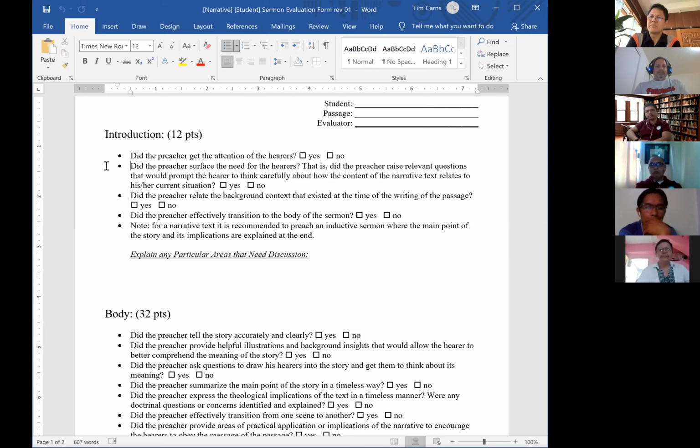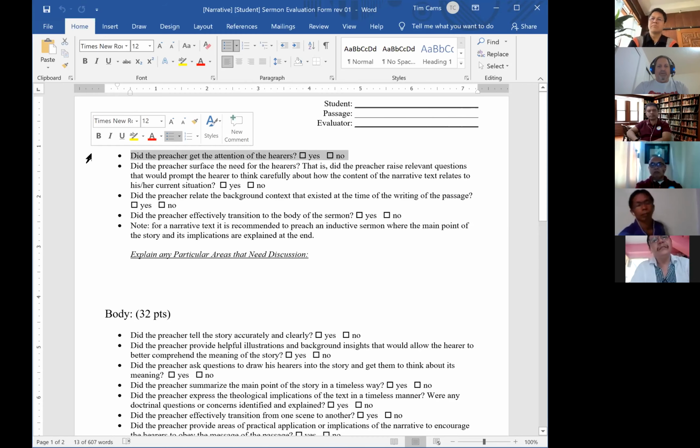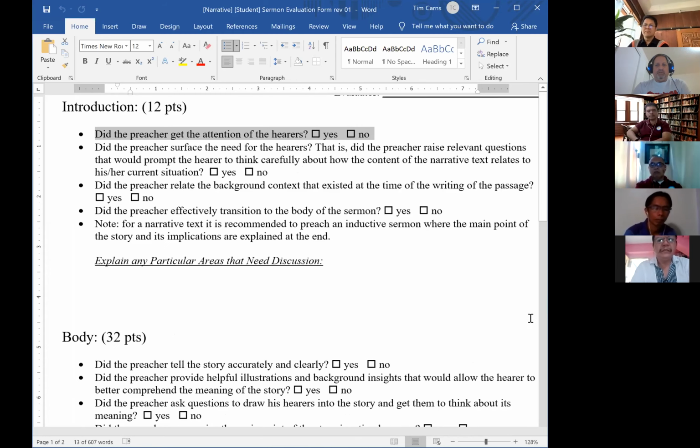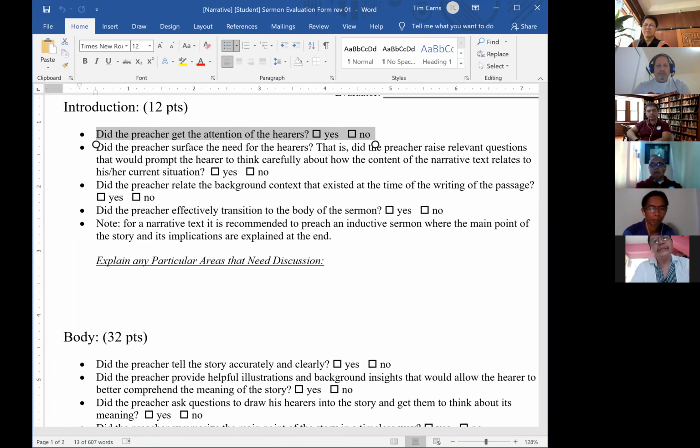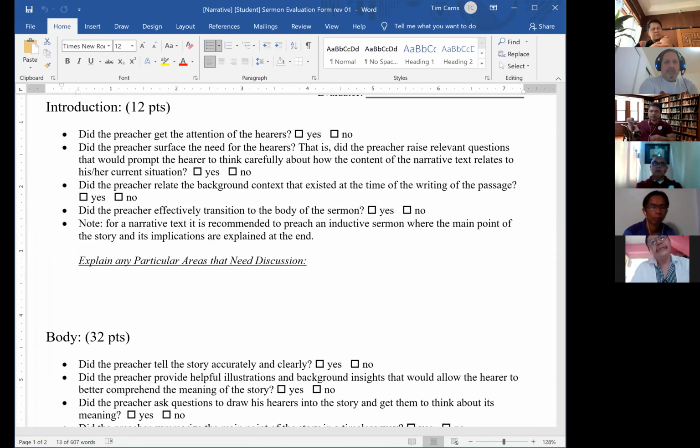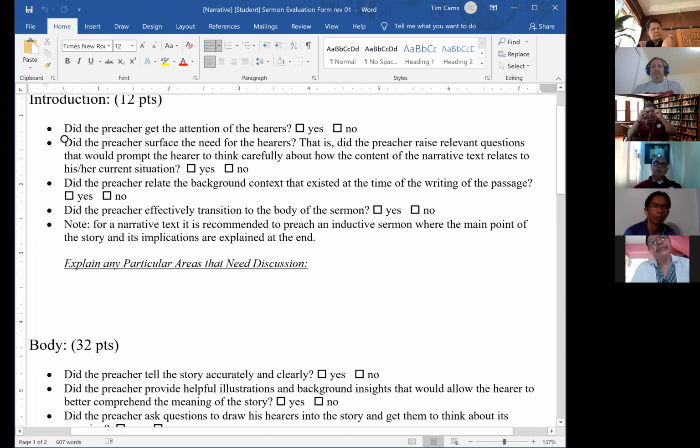All right, so introduction. Again, the key elements of an introduction. The first one is getting the attention of the hearers. And let me expand this size here a little bit so it's easier to see. Hopefully. Can you guys see that okay? Clear? All right. So the one to highlight here: did the preacher get the attention of the hearers?